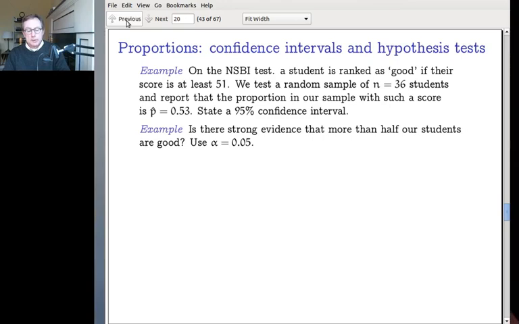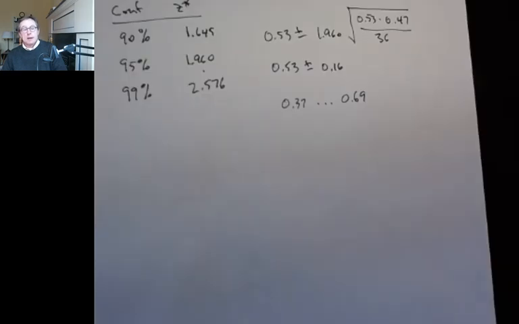slide, and I'm going to do, of course, a question on the piece of paper, and it says, is there strong evidence that more than half of our students are good? Is there strong evidence that if we tested everybody, not just 36, more than half of them would score above a 51? Okay, so let me bring back my piece of paper.